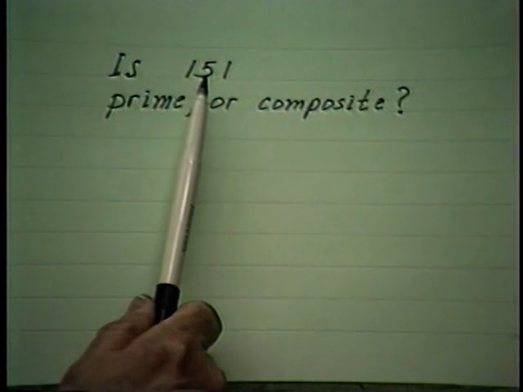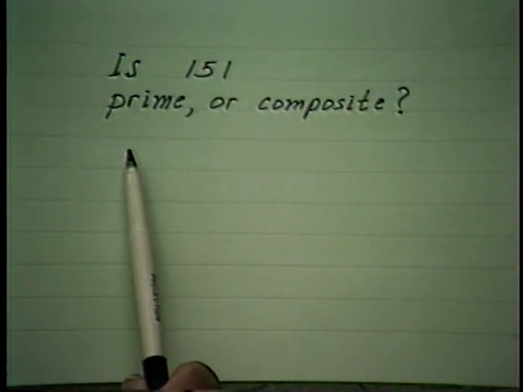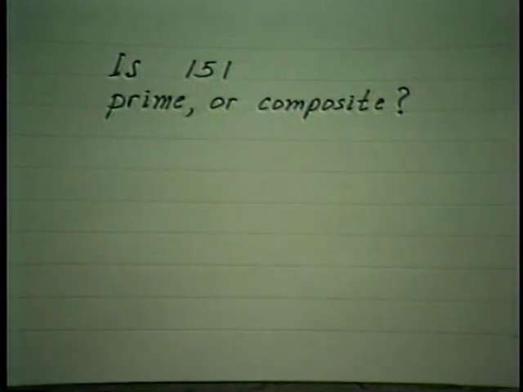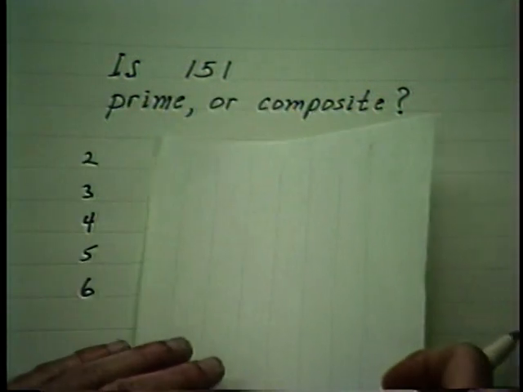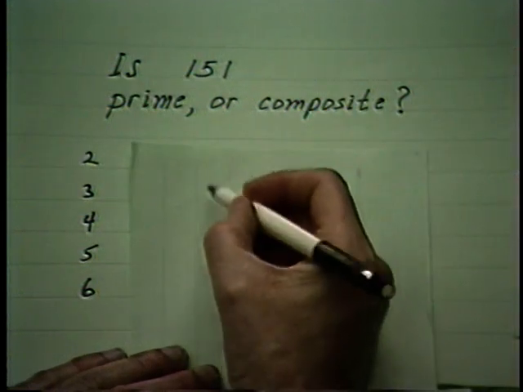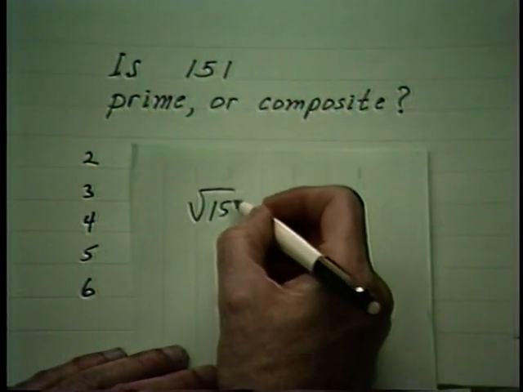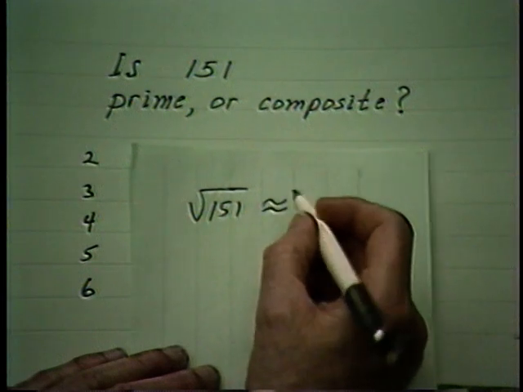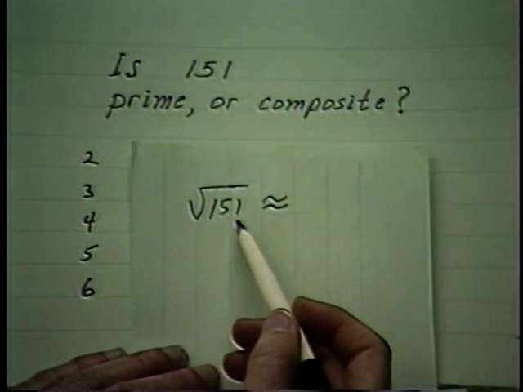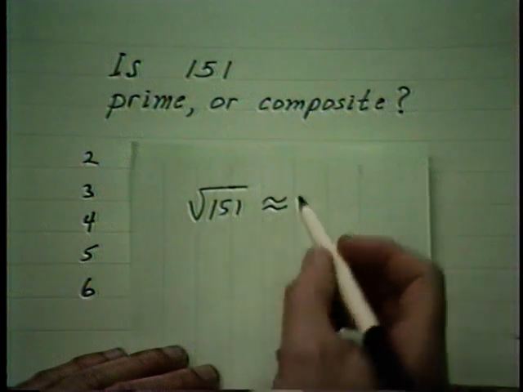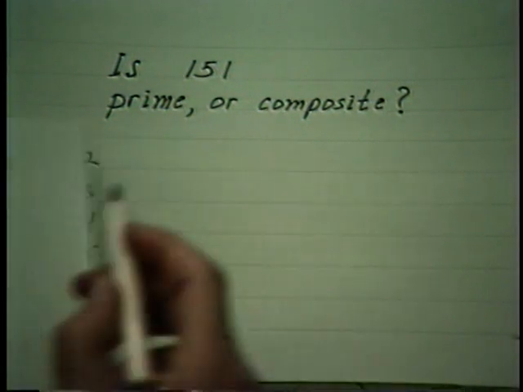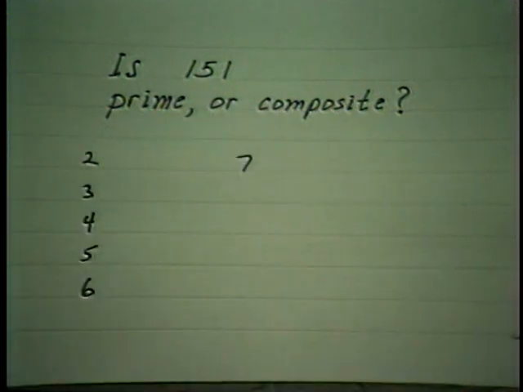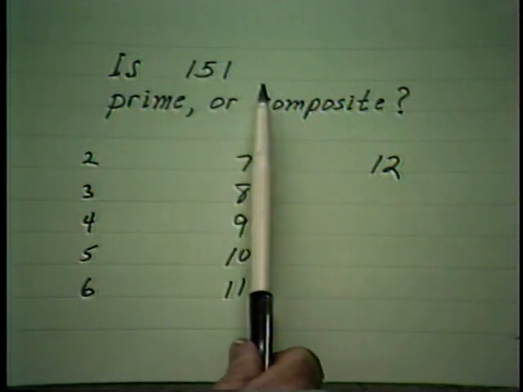How about 151? Well, let's set up some possible divisors other than 1. Now, how far should I go? Well, remember our last exercise, the approximate square root of 151. 12 times 12 is 144. 13 times 13 is bigger than this. So 12 is about as far as we have to go. If none of these divide, that's prime.